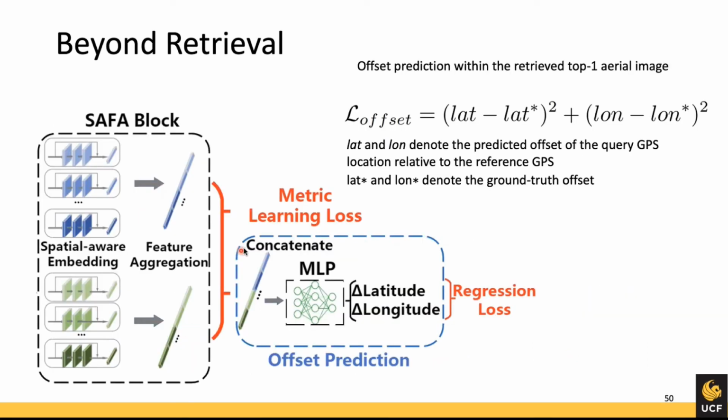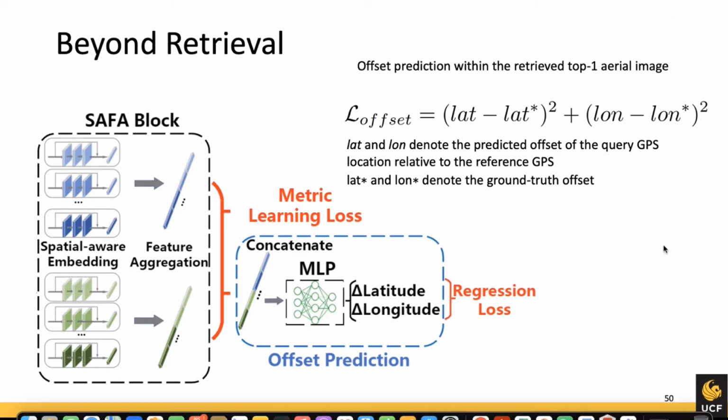After the image retrieval, as I mentioned in the overall pipeline, we also have a branch to do the offset prediction. Basically, once you have the retrieved top aerial image, we want to do some regression to generate the offset. So the lat star and long star mean the ground truth offset, and the lat and long mean the predicted offset. We train these MLP layers to do this offset prediction.